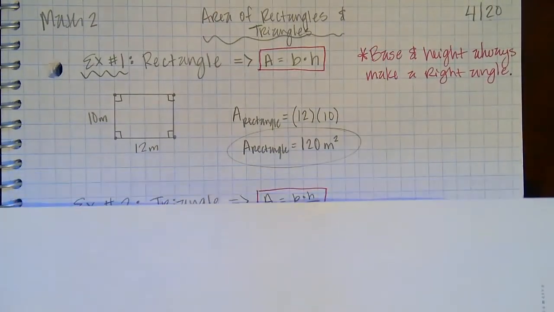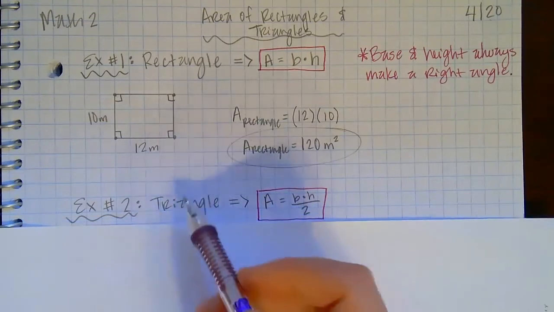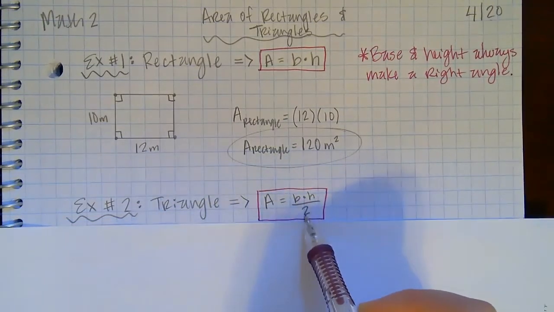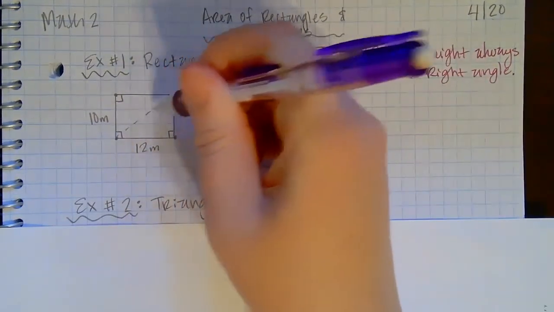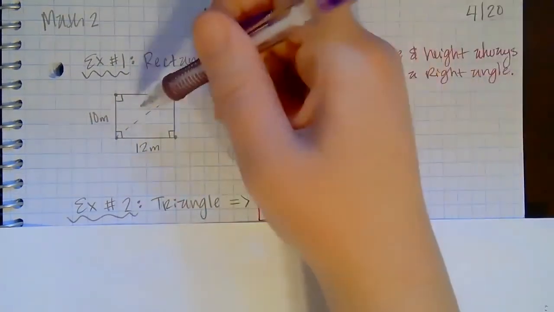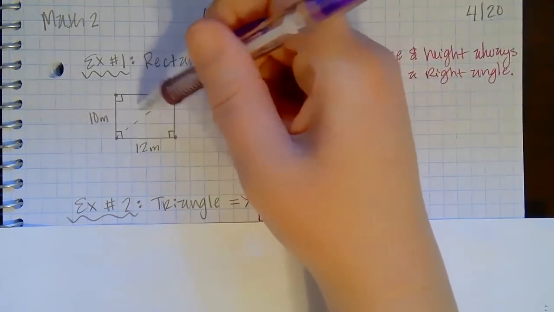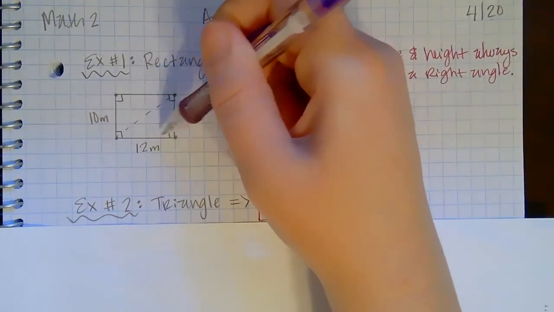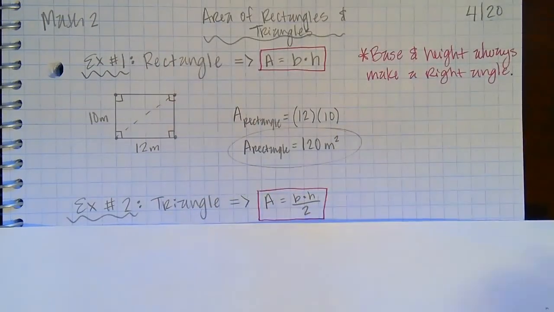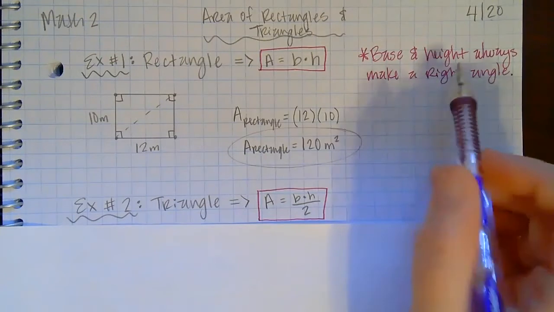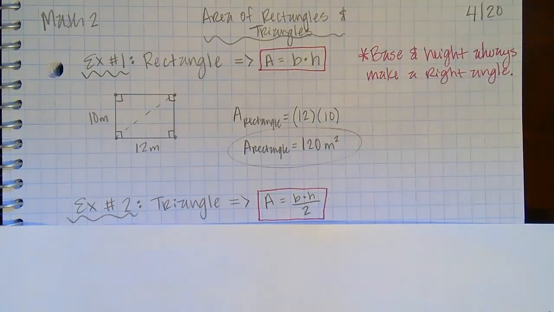Let's look at a couple of triangles. For a triangle, it's very similar, except it's base times height divided by 2. Why, you may ask? If I were to draw a diagonal in a rectangle, do you see how there are two triangles? So a triangle's area is only half of the base times height. That's why it's base times height divided by 2. Again, base and height always make a right angle, no matter what the picture looks like. So let's look at this picture here.